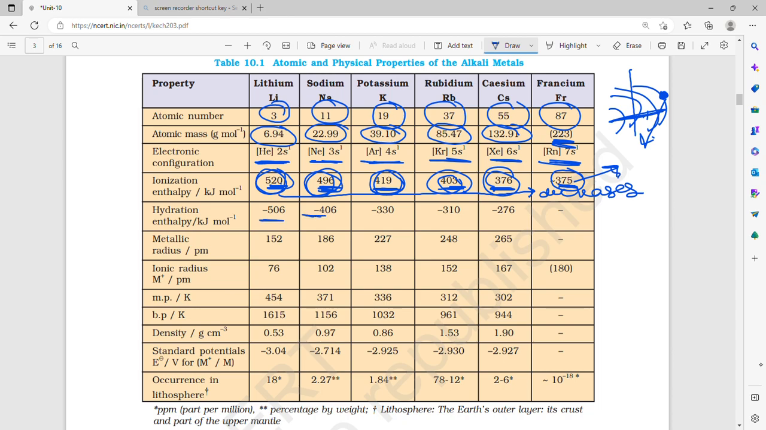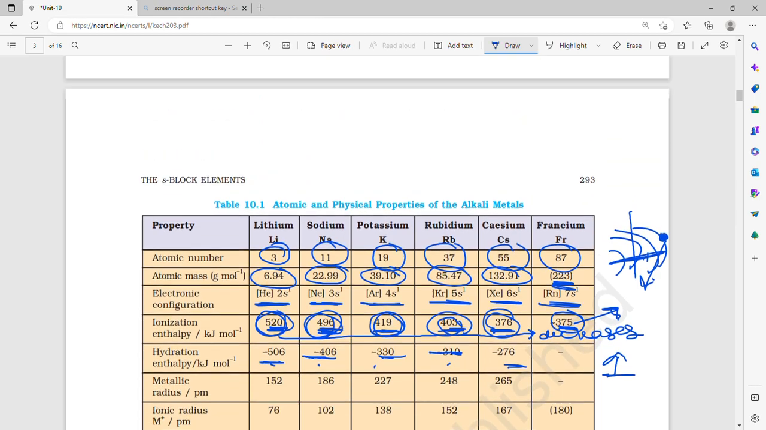Hydration enthalpy also decreases down the group because we saw that as the ionic size increased, the hydration enthalpy decreased. So minus 506, 406, 330, 310, 276.